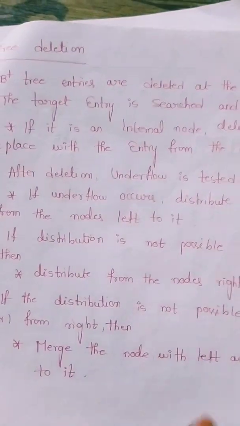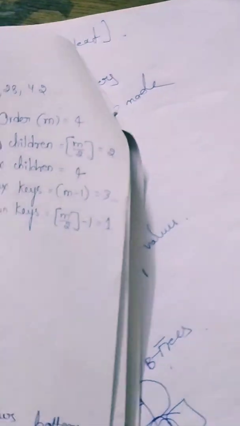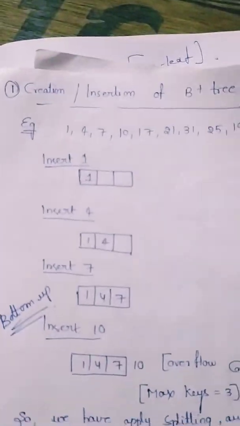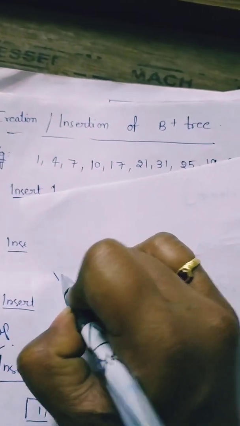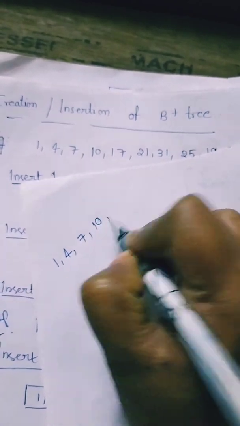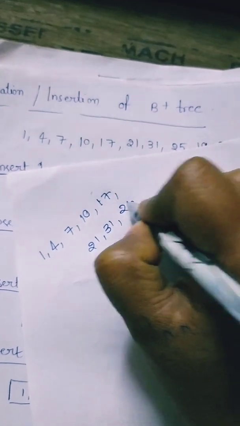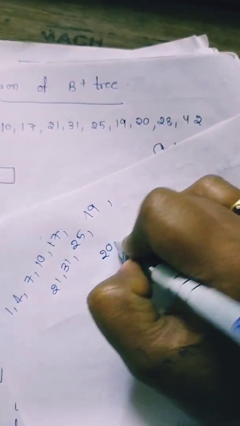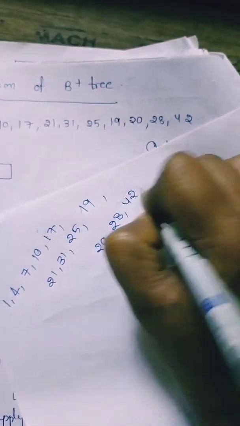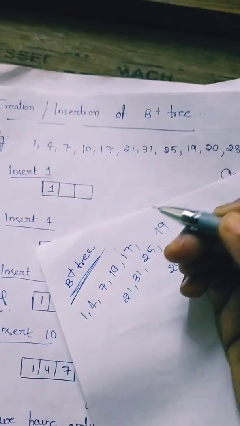Then let me move on to the construction of B plus trees with an example. Let me take an example here. I will show it with this example: 1 4 7 10 17 21 31 25 and 19. This is so long, but no problem. So construct, or create, or insert into this B plus tree.